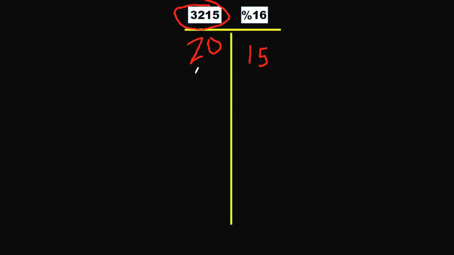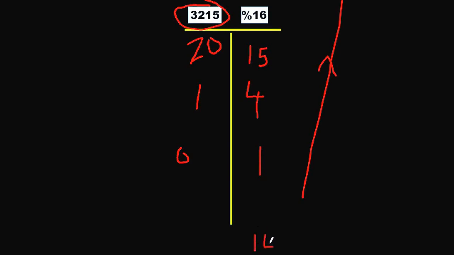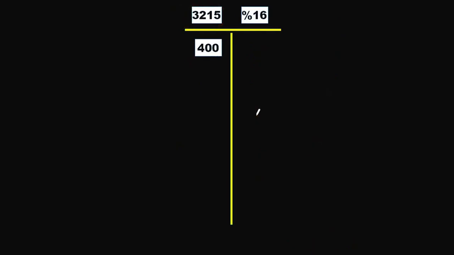And now what? Divide again by 16. 20 divided by 16 is 1. What's the remainder? 4. And I have 0 and 1. And we read this way. Sorry, so we'll have 1, 4. Should I put 15 in hexadecimal? Oh, no, that's wrong. Well, what should it be? 15 is F. So I'll have 1, 4, F.